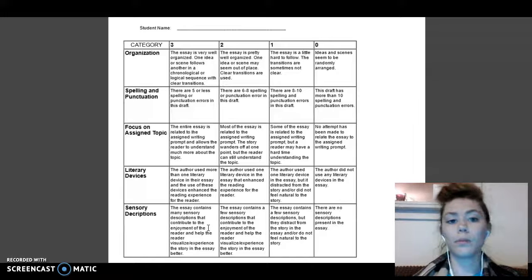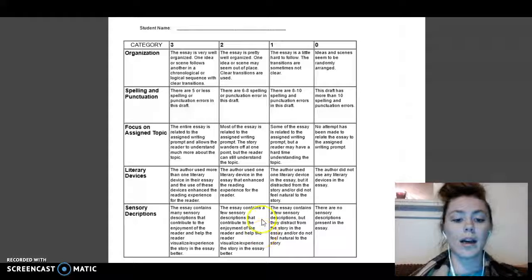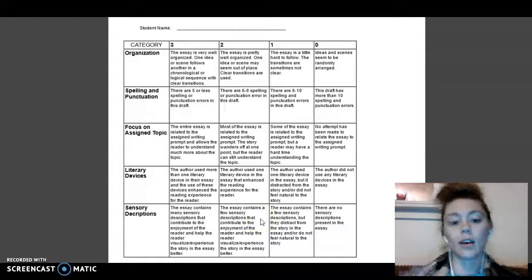I am beyond willing to assist you in this. The essay contains a few sensory descriptions that contribute to the enjoyment of the reader. That's 2 points. If the essay contains a few sensory descriptions but they distract from the essay, that's 1 point. And I would say a good ballpark for a few is like 2 or 3 maybe.